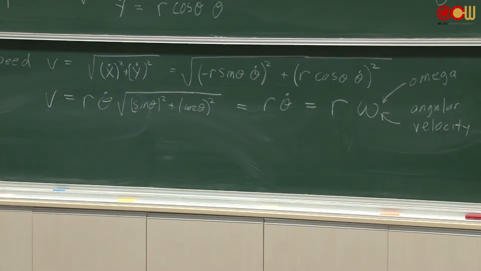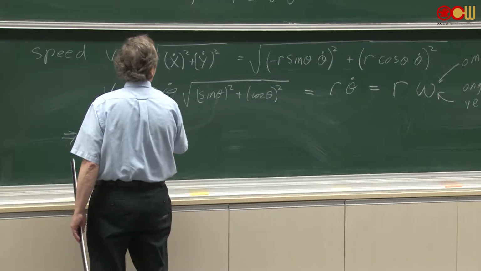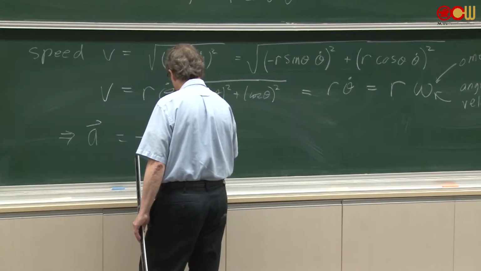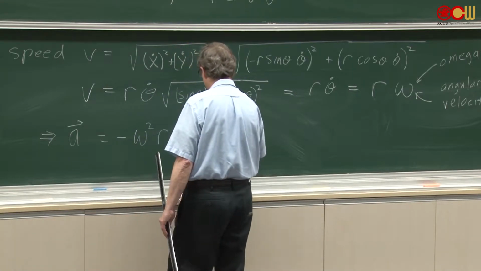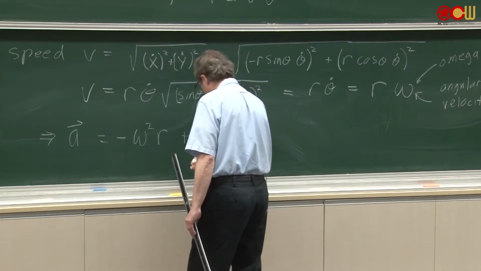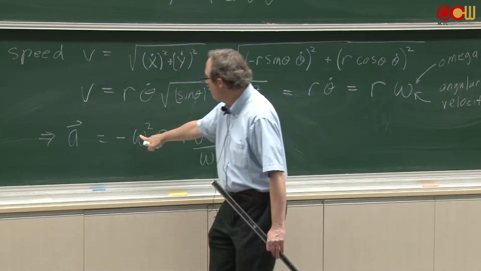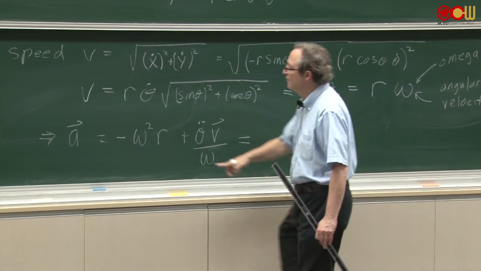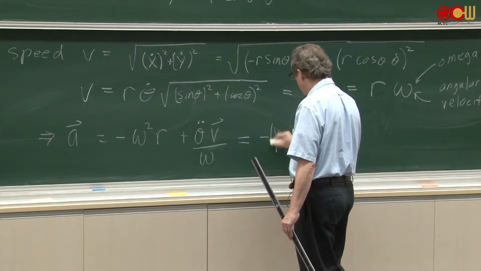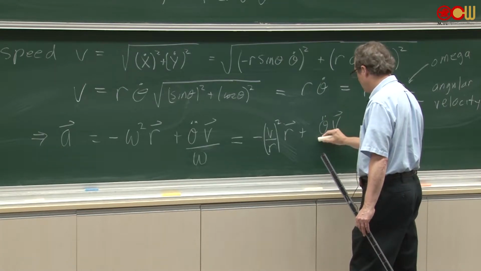Okay? So I'm going to change my acceleration with that notation. So I have a equals minus theta dot, now omega, squared times r plus theta double dot v over omega. And then I can simplify further. Omega squared from here is v squared over r squared. And so I get minus v squared over r squared r plus theta double dot v over omega.